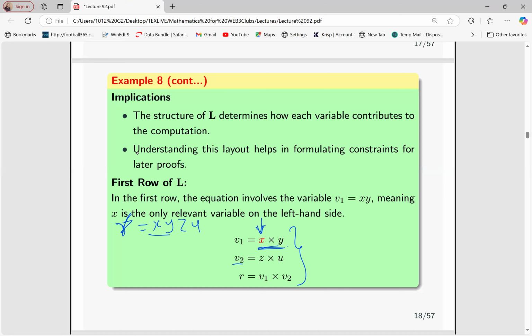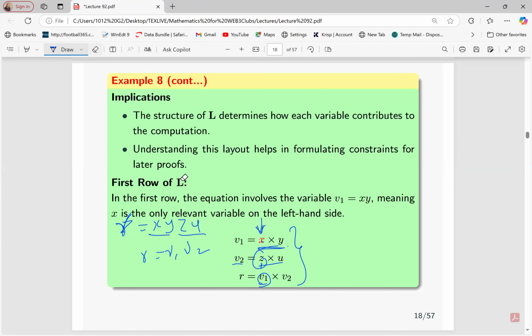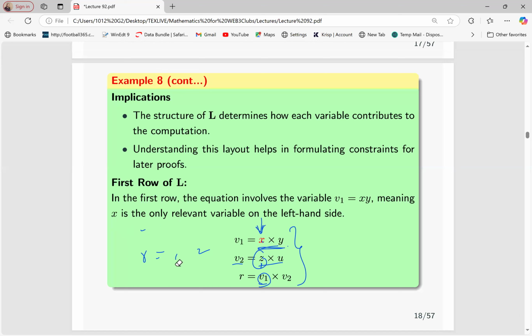And let B2 be this, and of course this will be on the left side, and then let R finally be V1 by V2, and of course again this will be on the left side. So what we have on the left side is X, Y, Z, and V1. But now you're going row by row. Every equation stands for a row.